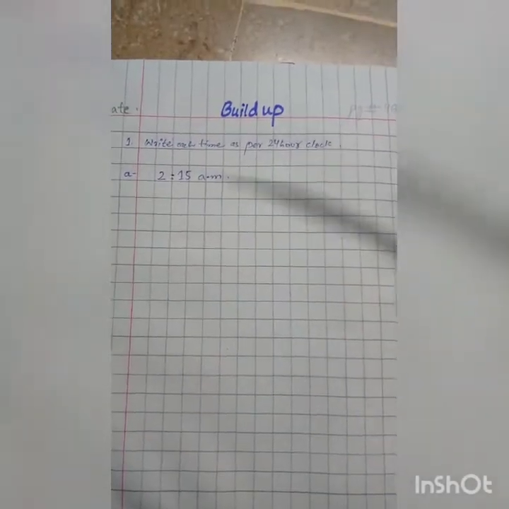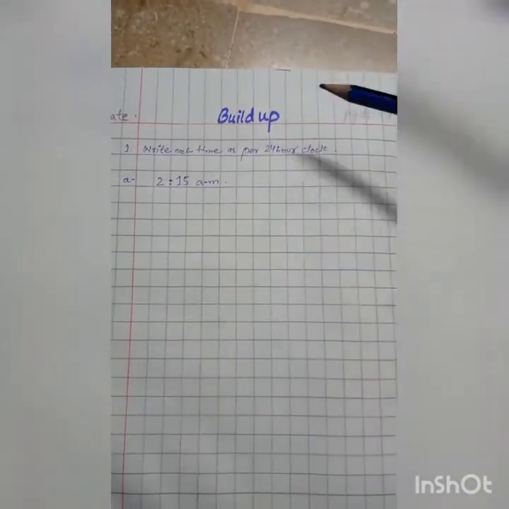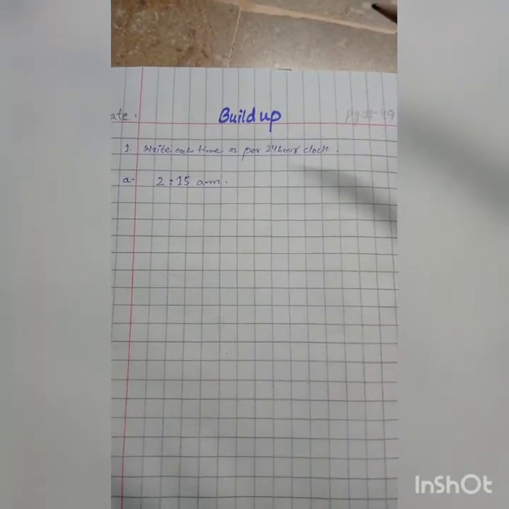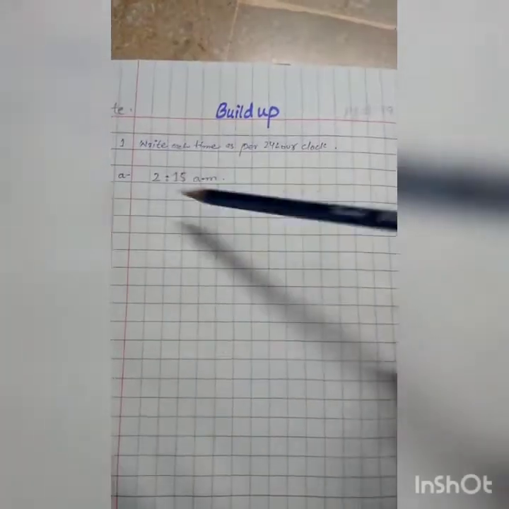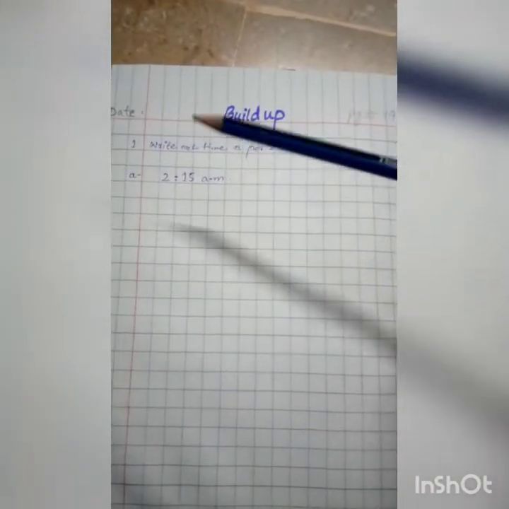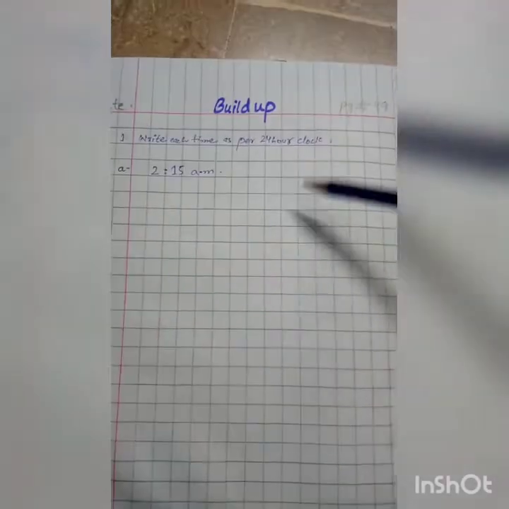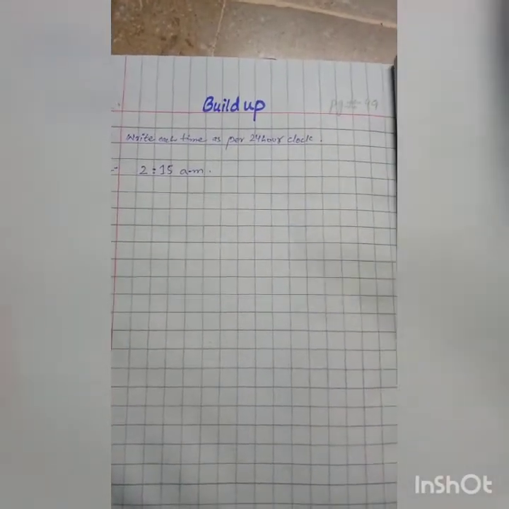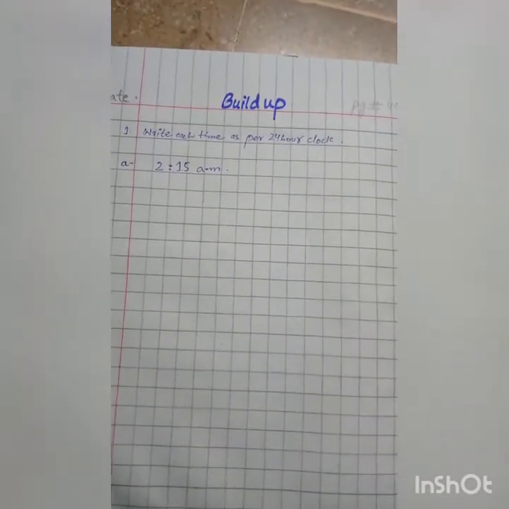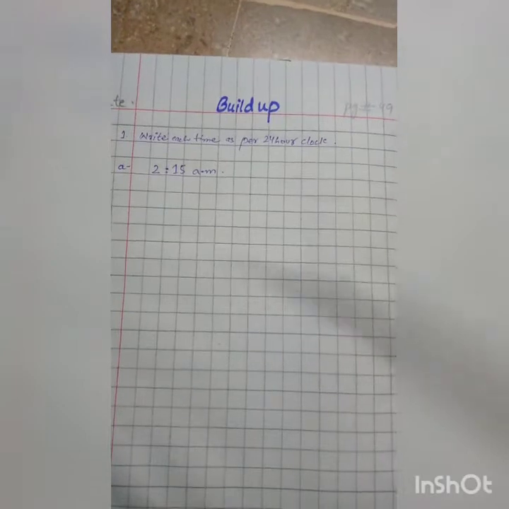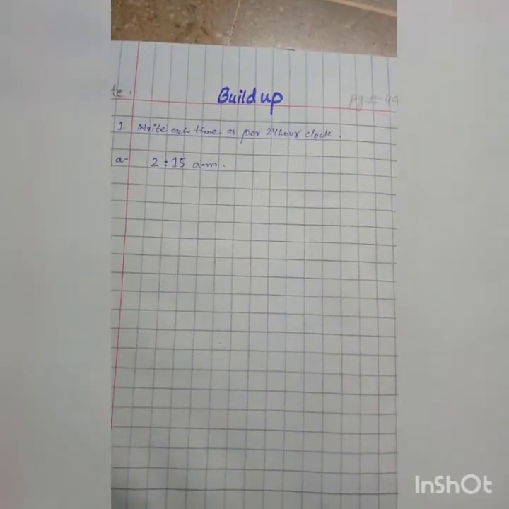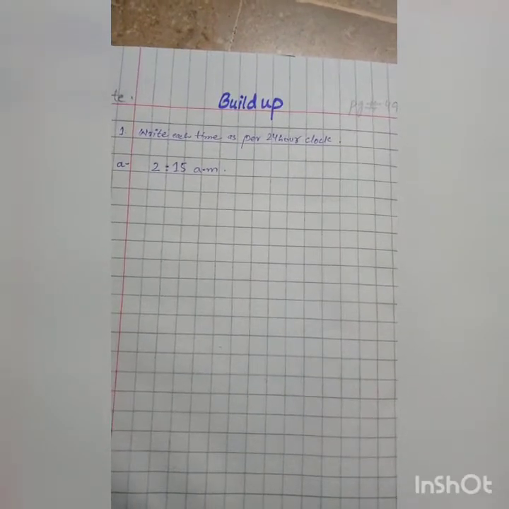In this exercise, Build Up, we have to learn the conversion between 24-hour time and 12-hour time. So let's start. The first part is 2:15 a.m. Before starting, we have to know how to convert 12-hour time into 24-hour time. We all know a.m. is written with the time in the morning and p.m. is written with the time in the evening.